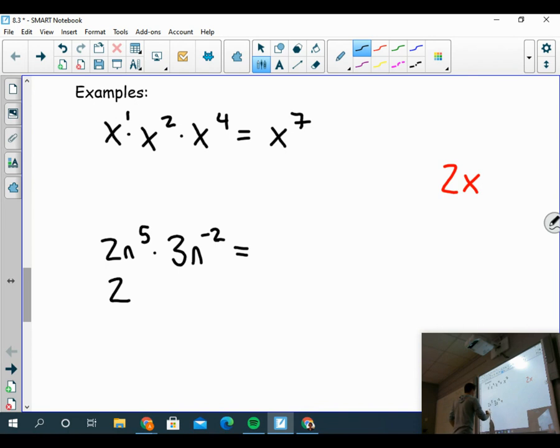Maybe we rewrite this to see it. The 2 is attached to the n to the 5th by multiplication. The 3 is attached to the n to the negative 2nd by multiplication. So we can rewrite it like this, and I'm not any closer maybe to simplifying, but hopefully by writing this out, I understand a little bit better what's going on.